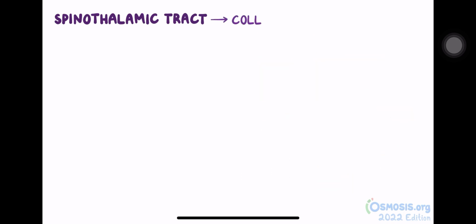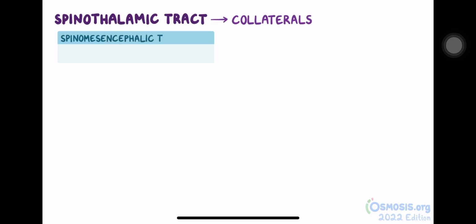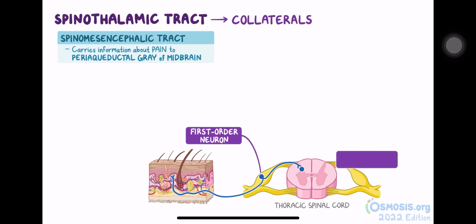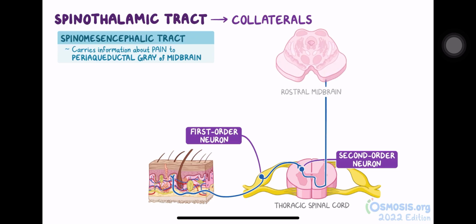Now let's explore the collaterals of the spinothalamic tract. First, we have the spinomesencephalic tract, which carries information about pain to the brainstem, specifically the periaqueductal gray of the midbrain. The first-order neuronal axons of this tract enter the spinal cord from the dorsal root ganglion, travel to the gray matter where they synapse on the cell bodies of its second-order neurons. Axons of the second-order neurons of this tract then decussate and ascend in the anterolateral white column, terminating by synapsing with neurons in the periaqueductal gray.